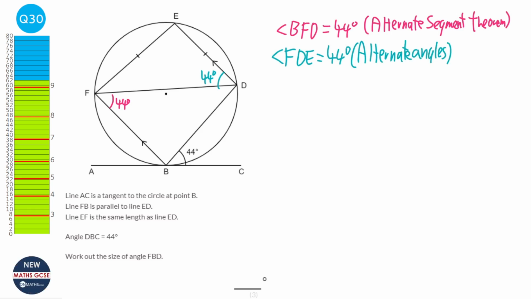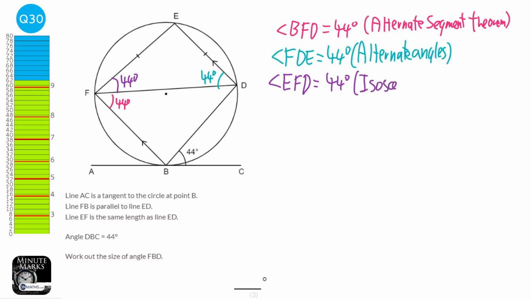Okay, next thing I notice is that we have an isosceles triangle here, here and here, and the bottom two angles in isosceles, assuming that it's upright, are always equal. So this is going to be 44 degrees here. So angle EFD is also 44 degrees, and again we have to just say that it's an isosceles triangle. Okay, just highlight the fact it's an isosceles triangle.